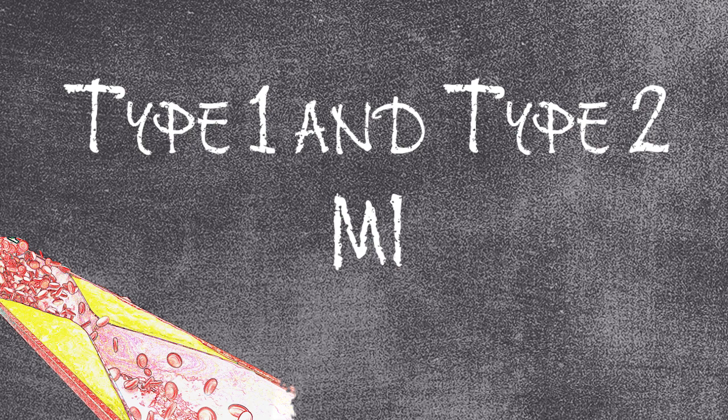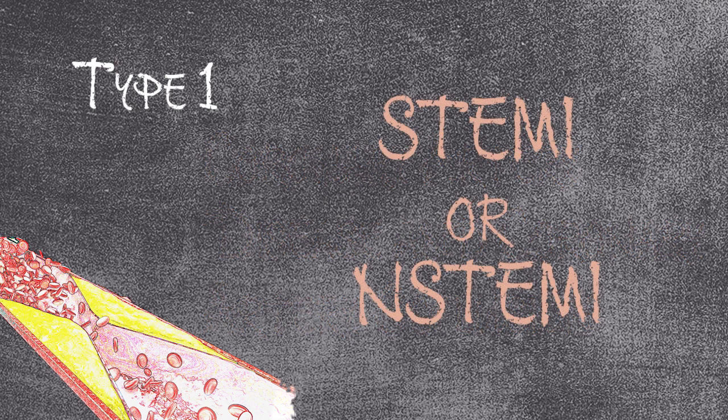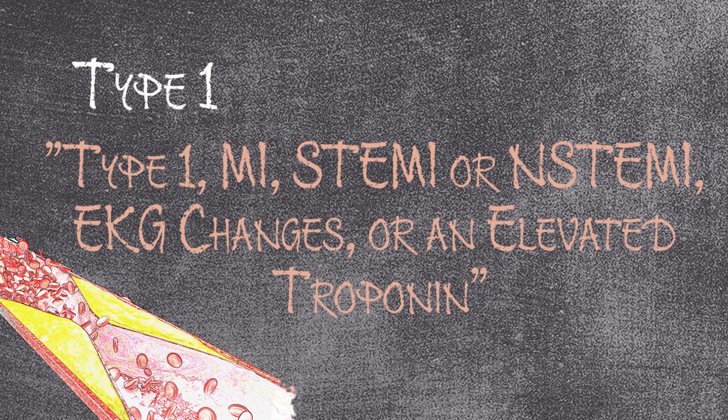Now, for patients who do have signs and symptoms of an MI, it is important to distinguish between a type 1 MI and a type 2 MI. First, let's talk about type 1. These are the patients who have coronary artery disease and experience coronary artery occlusion. In other words, a STEMI or an NSTEMI. Correct documentation requires indicating a type 1 MI, STEMI or NSTEMI, and supporting clinical data such as EKG changes or an elevated troponin.